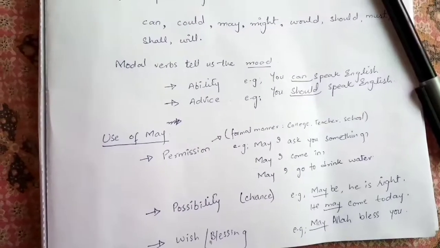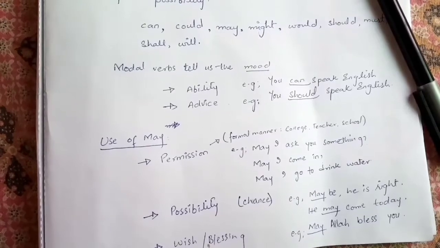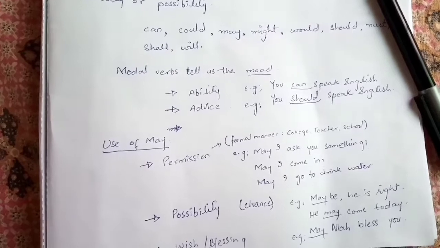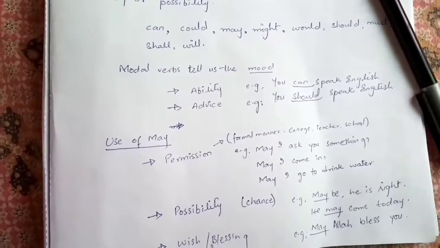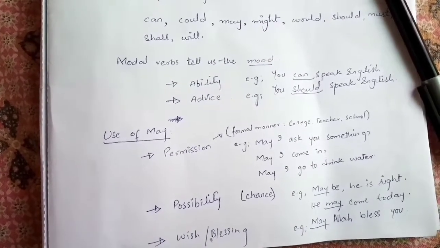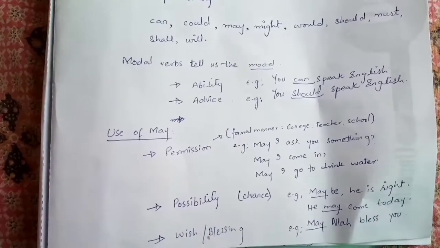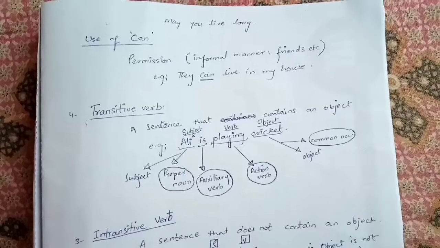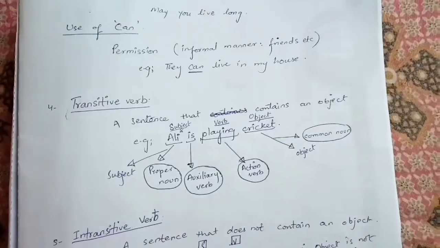Similarly, if I say, maybe he's right, or he may come today, these sentences show the possibility or the chance that maybe he is right or maybe he is wrong. This is a possibility. But if I say, may Allah bless you, or may you live long, over here the word may shows that I am praying, or I have a wish or desire.